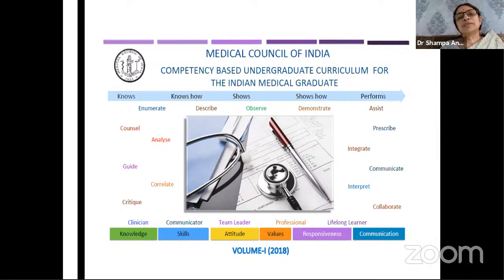CBME competency is nothing but the outcome. So an outcome-based approach towards diagnosis, implementation, and assessment of medical education program based on a framework of competencies. And competency is an observable ability of a medical graduate, which includes many components of knowledge, skill, and attitudes. So we have all these components here, knowledge, skills, attitude, and we have designed many competencies based on that.